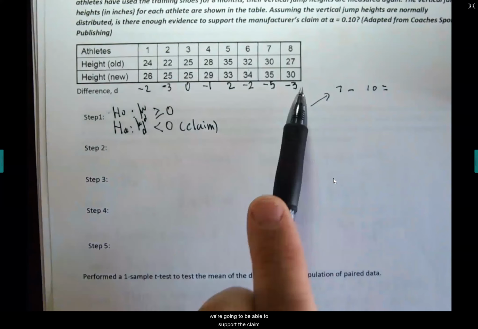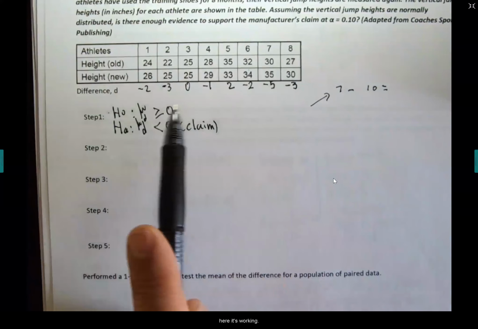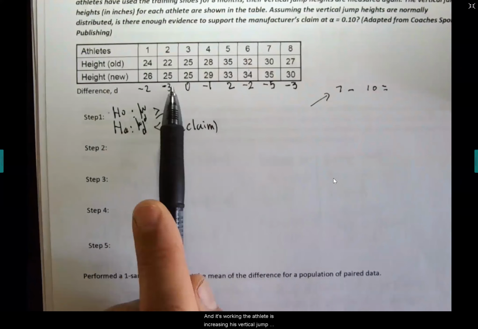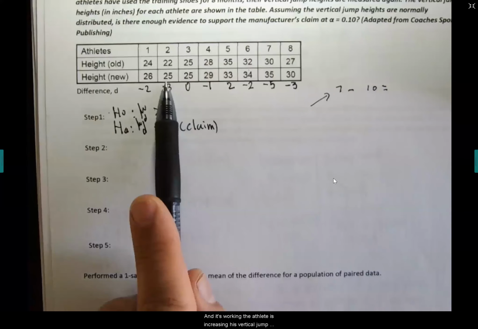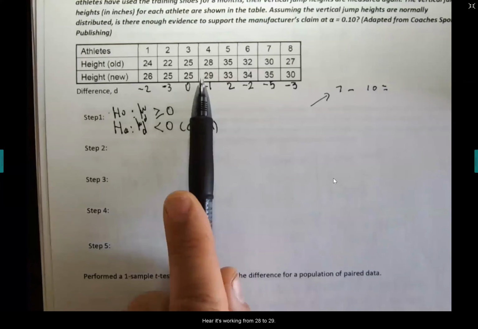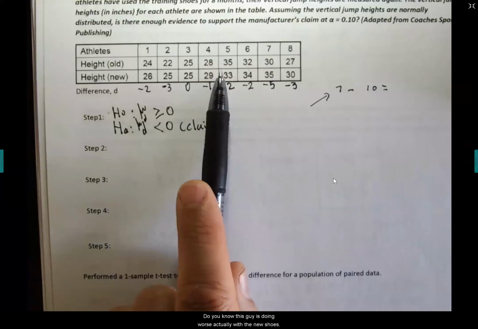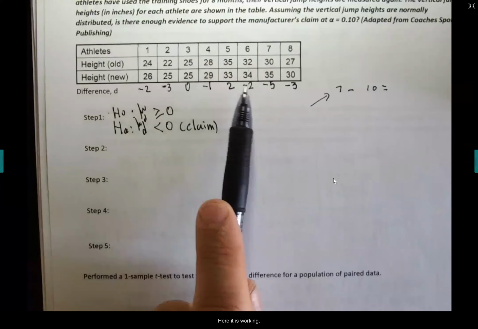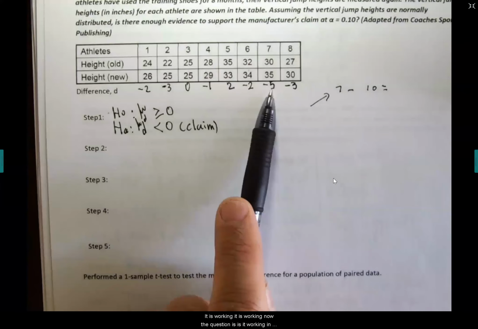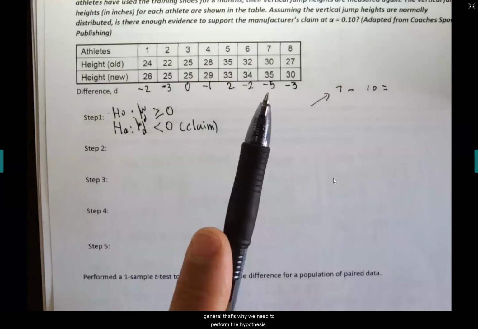Did you notice, guys, that most of the numbers are negative here? That means we're probably going to be able to support the claim, because the differences are negative. Here it's working. The athlete is increasing his vertical jump by 3. Here it didn't make a difference. Here it's working, from 28 to 29. Here, no, this guy is doing worse with the new shoes. Here it is working. Now the question is, is it working in general? That's why we need to perform the hypothesis test.